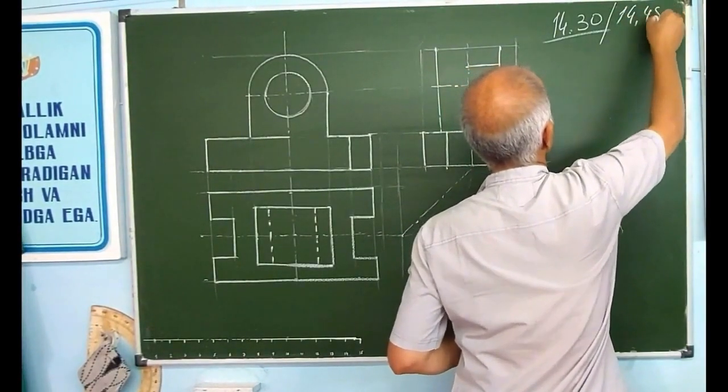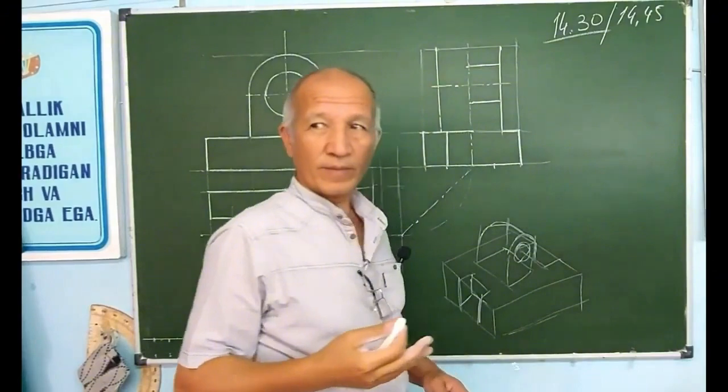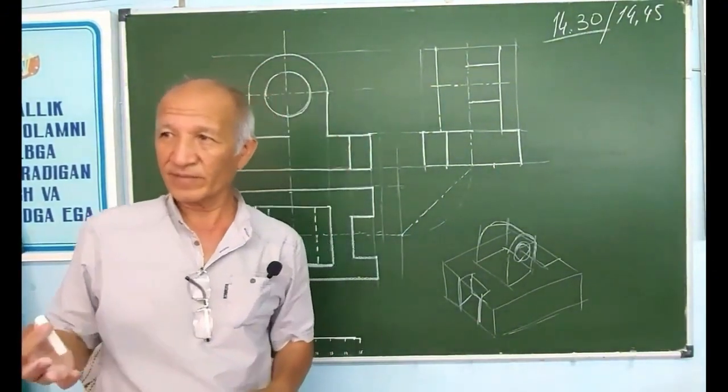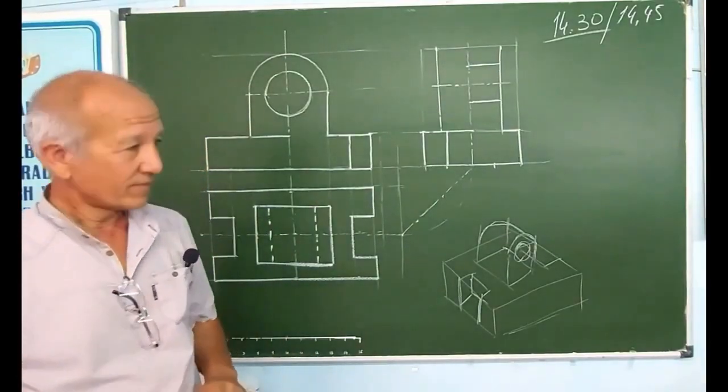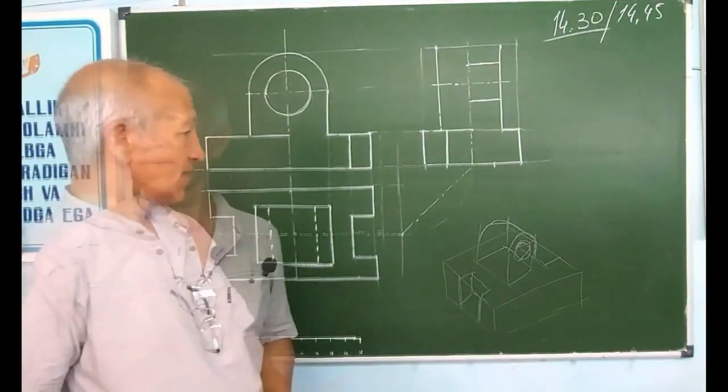It's 45 now. Okay, you draw for half an hour, right? Draw for half an hour. Draw twice as much, like in this example. Now drawing the isometric axis.